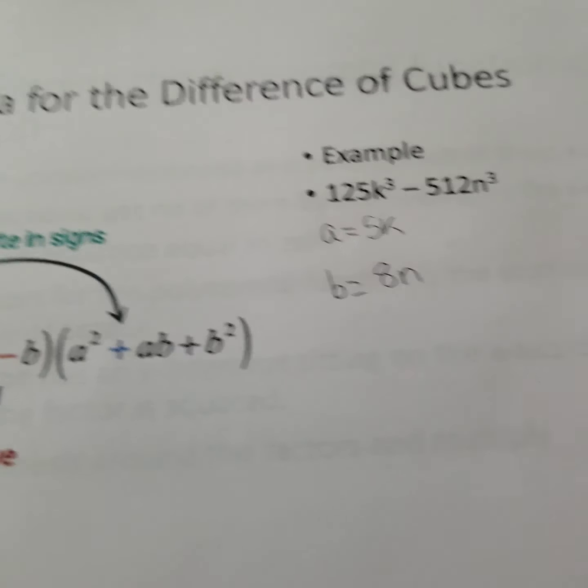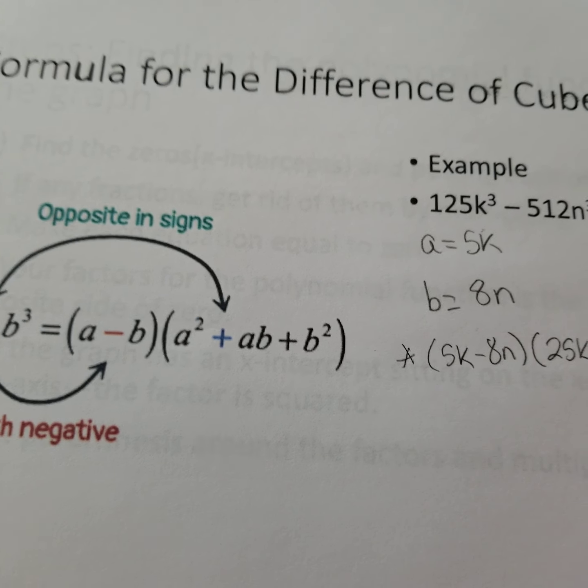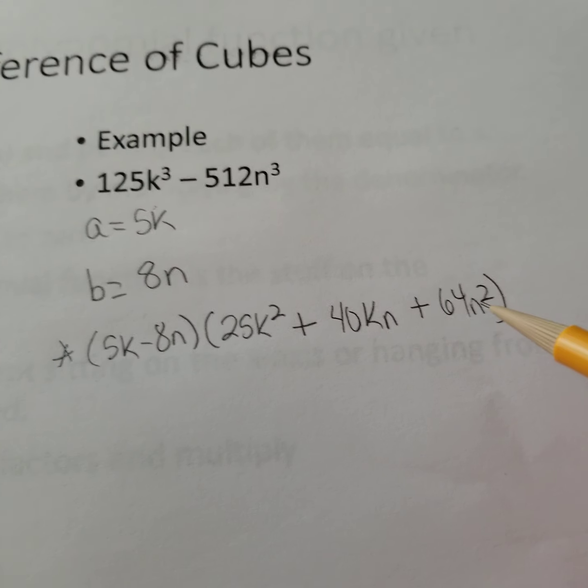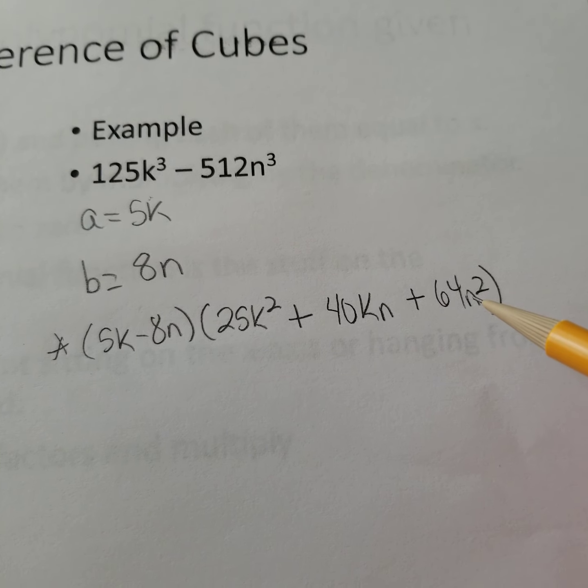So our answer is the short factor, 5k minus 8n, times our long factor of 25k squared plus 40kn plus 64n squared. You can get this written down. You might pause it and get everything written down.